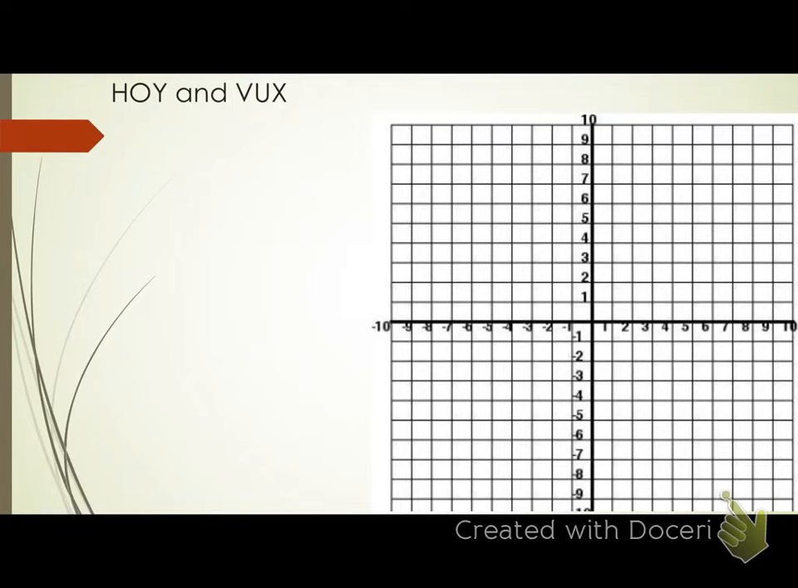Let's talk about this real quick. What are those two words? HOY and VUX. These are going to help us graph horizontal and vertical lines in the form y equals a number, x equals a number. So I want you to write these down as we're talking about them. Let's first talk about HOY. If we're talking about horizontal and vertical lines, what do you think this H on HOY stands for? Horizontal. It's a horizontal line. Everyone okay with that?